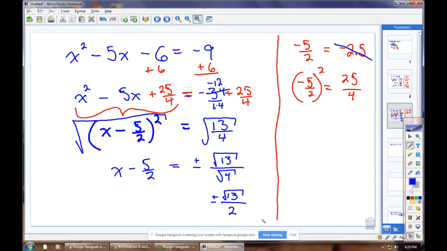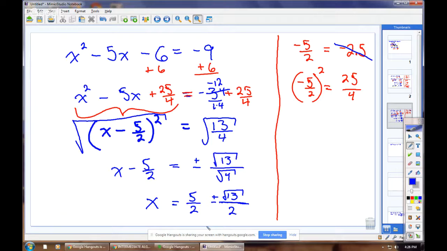Square root of 4 is 2. Be careful when you write this down. You want to be clear that the 13 is in the root, the 2 is not anymore. Since this is a minus 5/2, I can add that 5/2 to the right side, so it becomes a positive. And now I have my answers. I have 2 answers here. One of them is 5/2 plus the square root of 13 over 2. The other one is 5/2 minus the square root of 13 over 2.